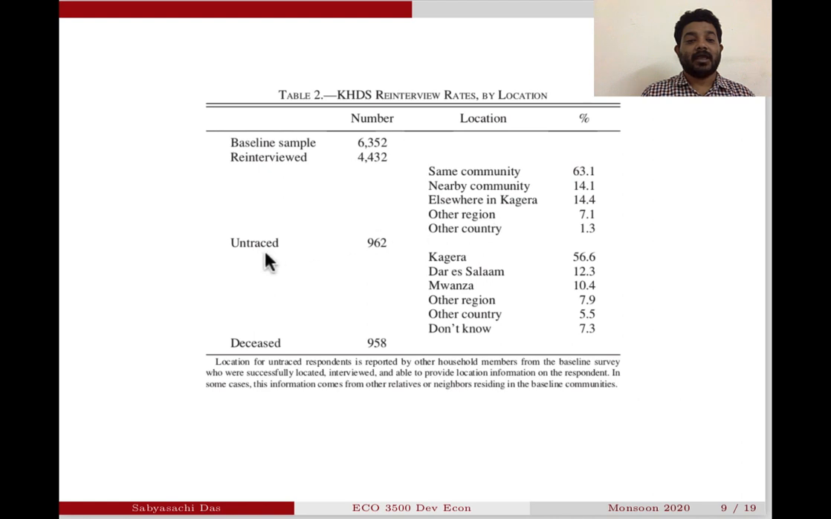And among the people that they were not able to trace, they were able to determine where they have moved, and it's similar. So about 56% stayed in Kagera, and the rest moved outside. So it is still the case that the share of untraced people who stayed inside Kagera is smaller compared to the people that they re-interviewed.